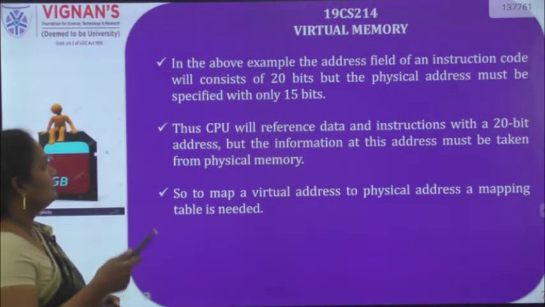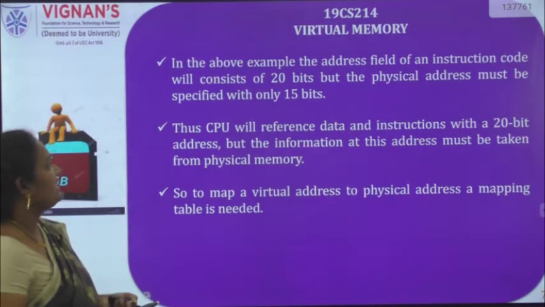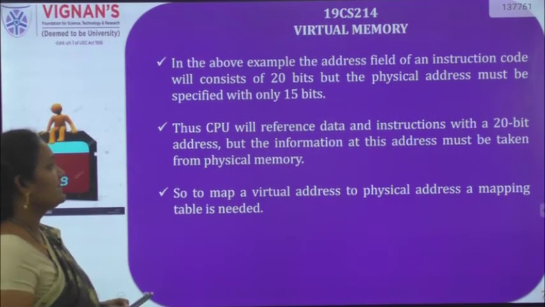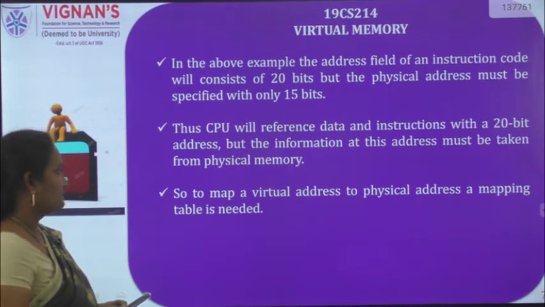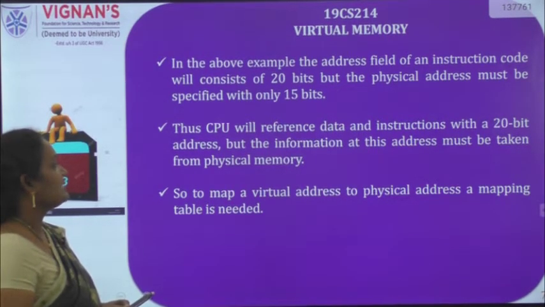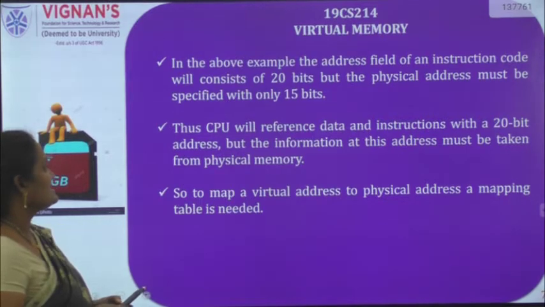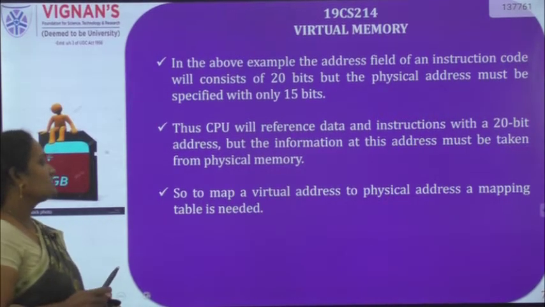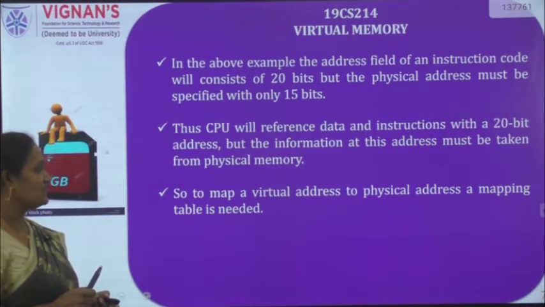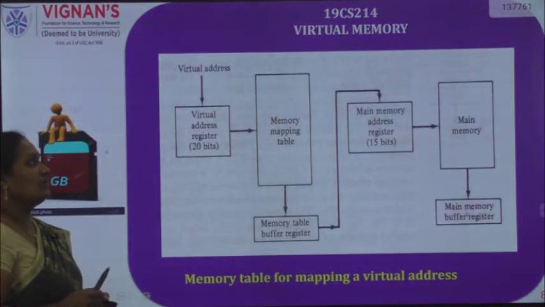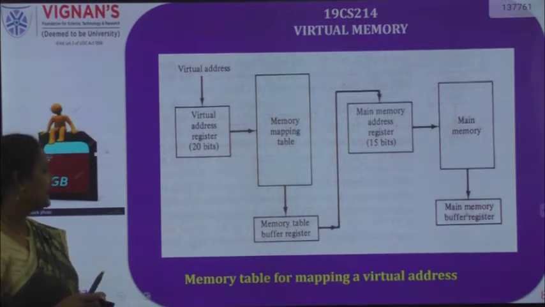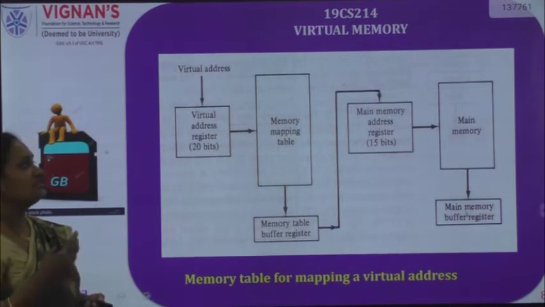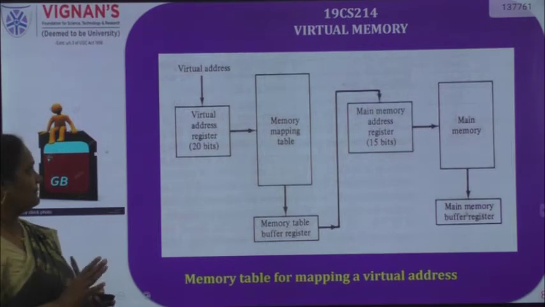Now, in the example we said, we need 20 bits for the virtual address and 15 bits for the physical address. The CPU will reference data and instructions with a 20-bit address, but the information at this address must be taken to physical memory. So, there should be a mapping from virtual address to physical address. Now, how is the mapping to be done? This indicates a mapping table from virtual address to physical address.